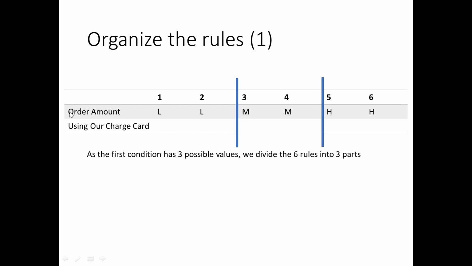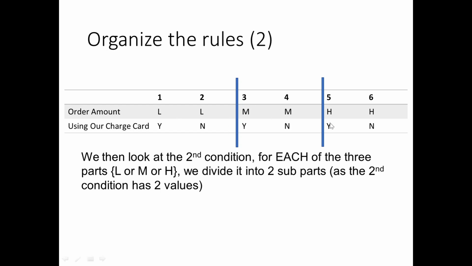We look at the first condition. The first condition has 3 different possible values. We have low, medium, and high. And we can divide the 6 columns into 3 parts. Each part has 2 columns. So we can come up with this layout here.